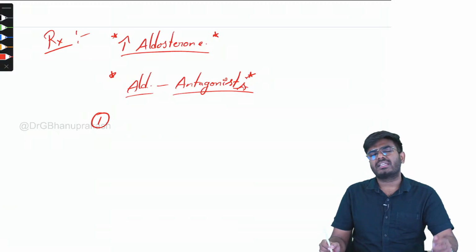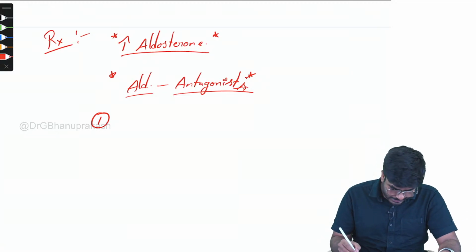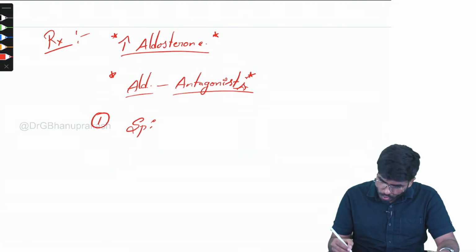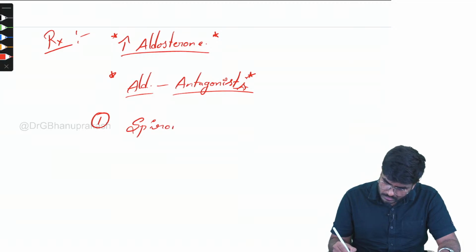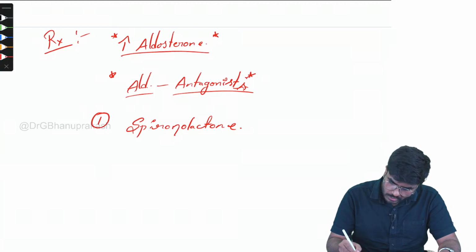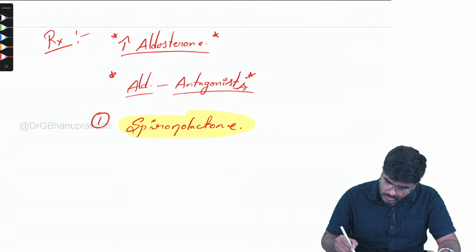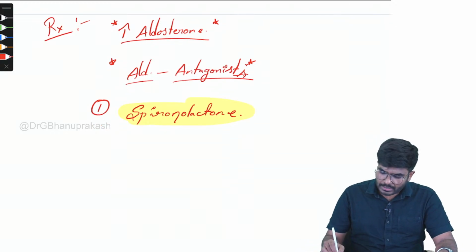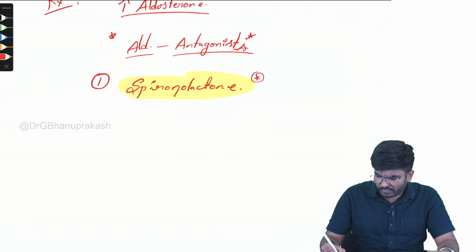One very important drug kept on coming in the exams. The name of the drug starts with the letter S: S, P, I... Spironolactone. So what kind of drug is spironolactone? Spironolactone is an aldosterone antagonist.